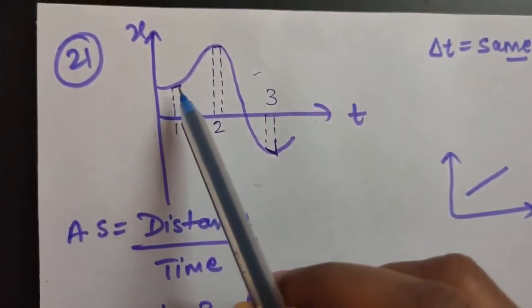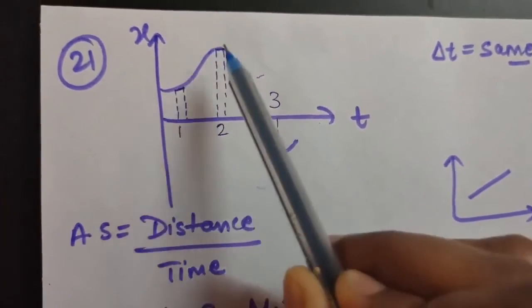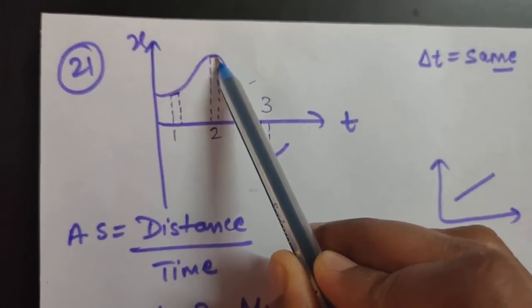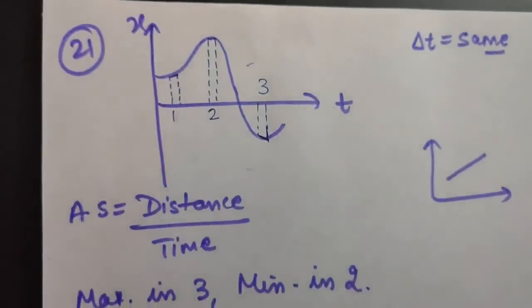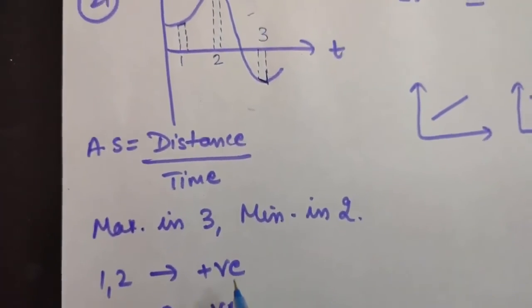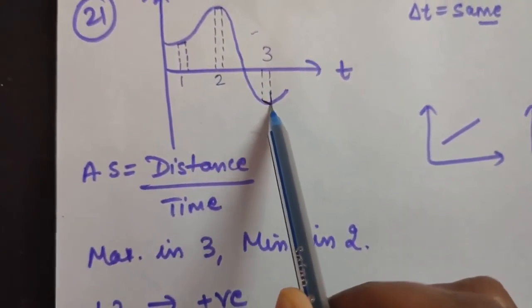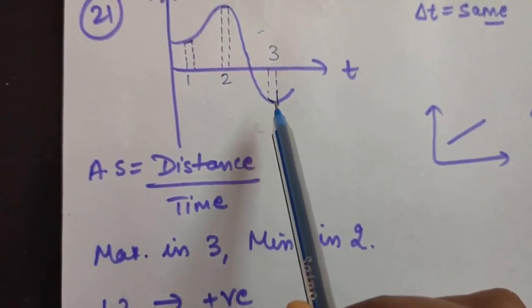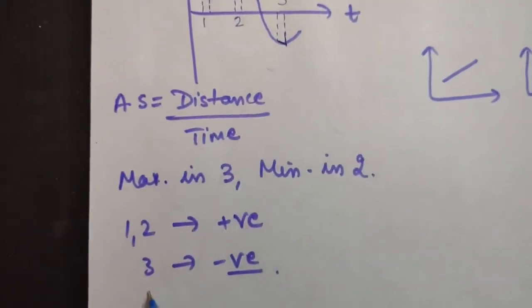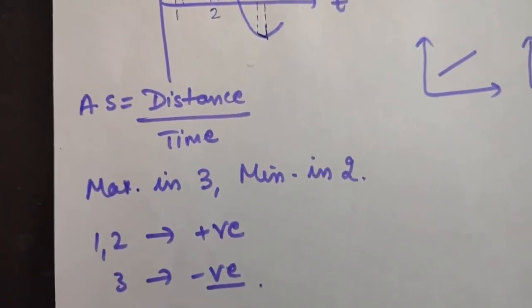So if you see here, the line is going up. For this also, line is going straight forward. That means for 1 and 2, slope will be positive. That means velocity will be positive. But for third, this line is coming downwards. That means the slope for this line will be negative, or you can say velocity for third will come to be negative. Okay.